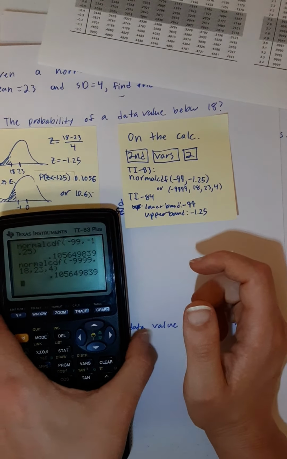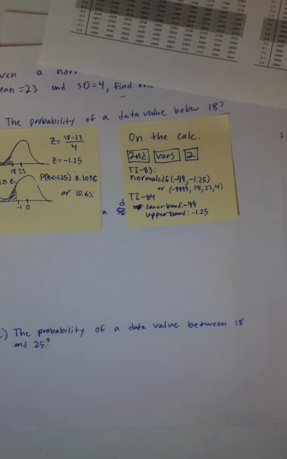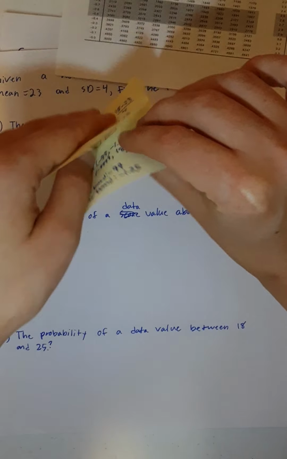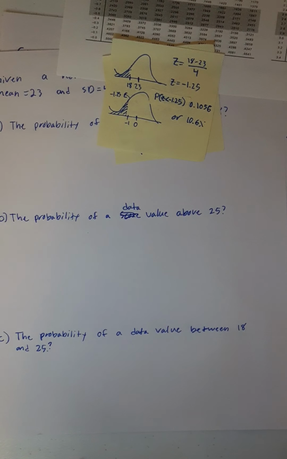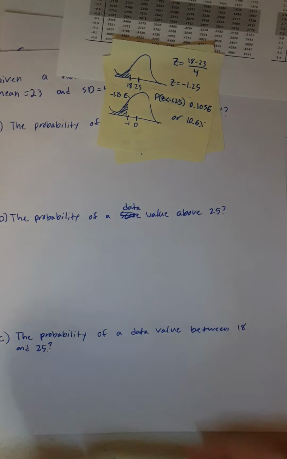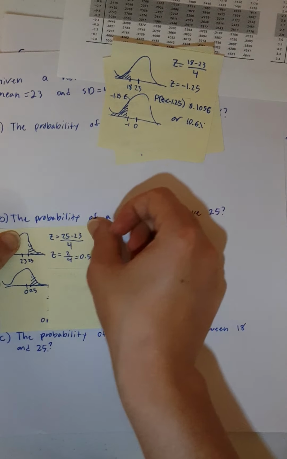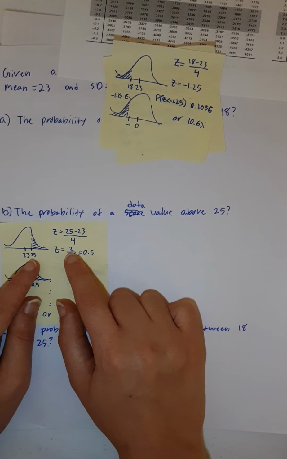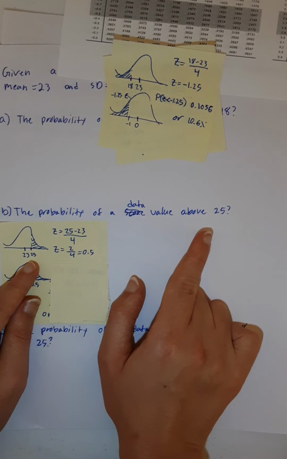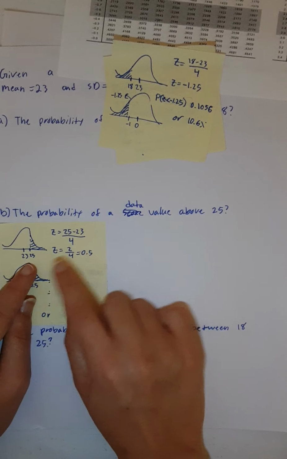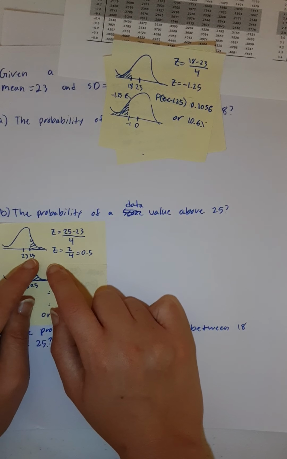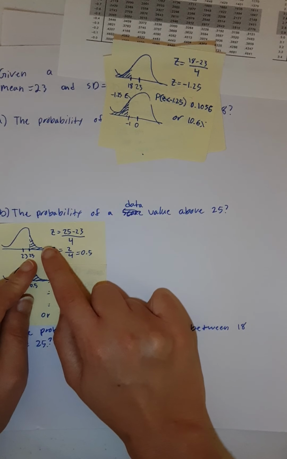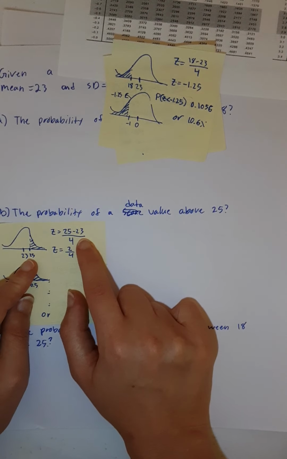Okay, let's practice some more problems. The next problem says the probability of a data value being above 25. So now we're looking here, and it says we want to find the probability of a data value being above 25. So my mean is still 23. This time I'm interested in 25, and I want to know the probability of being above 25, so I shade above. I can find my z-score.